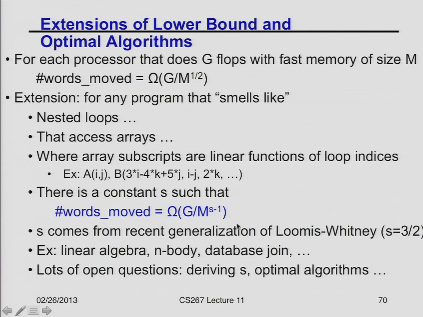And where does that 3/2 come from? There's a classical theorem from geometry from the 1940s, due to Loomis and Whitney, that we use to model the algorithms. I'm not going to go into that proof. But it has been recently generalized to much more general loop nests by a team of very pure mathematicians who weren't thinking about computer science, but it turns out that's exactly what we need to answer this computer science problem. So in addition to linear algebra, it applies to n-body problems, to database joins, to anything that looks like loops and arrays. That's a pretty general class of problems. There are lots of open questions there, and depending on the timing, I may come back to this topic later in the semester.